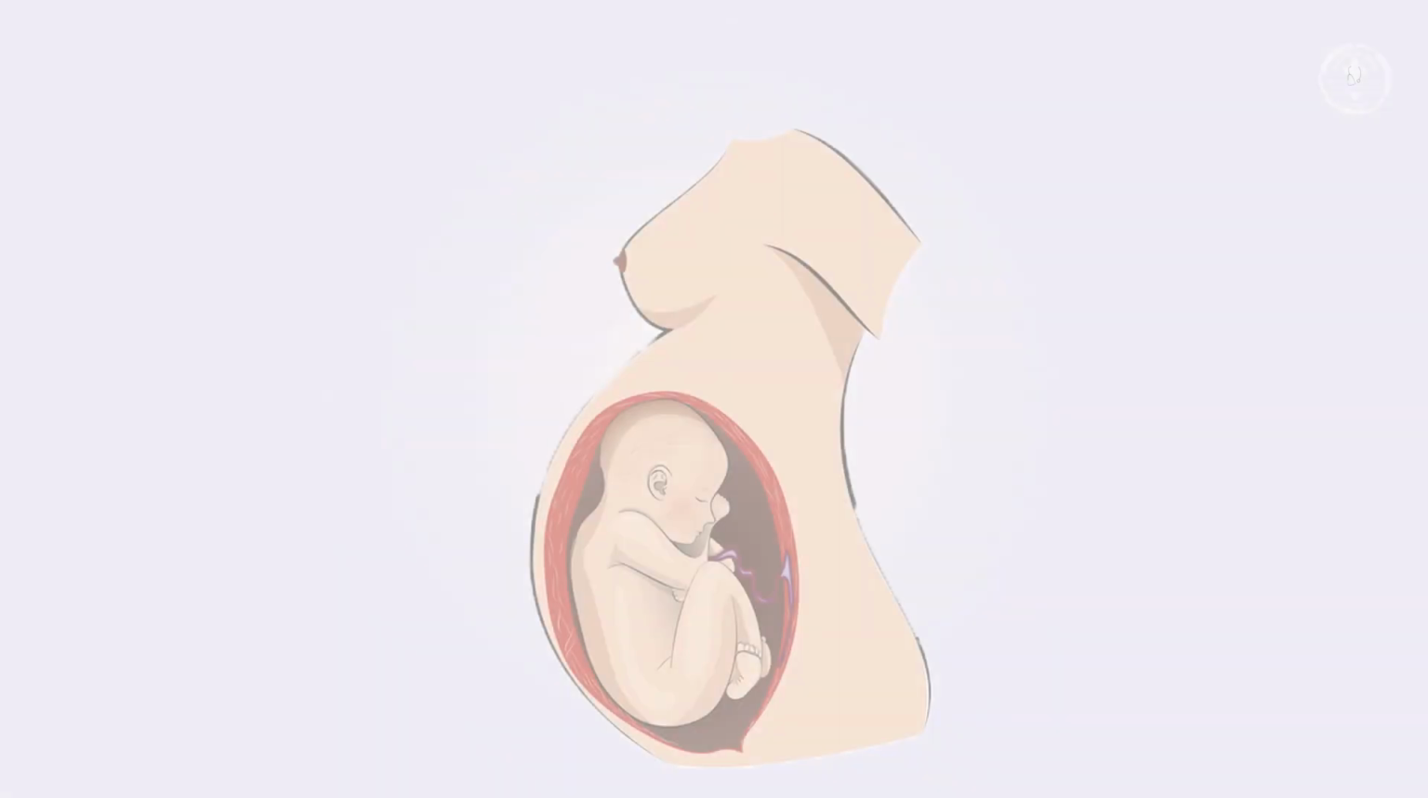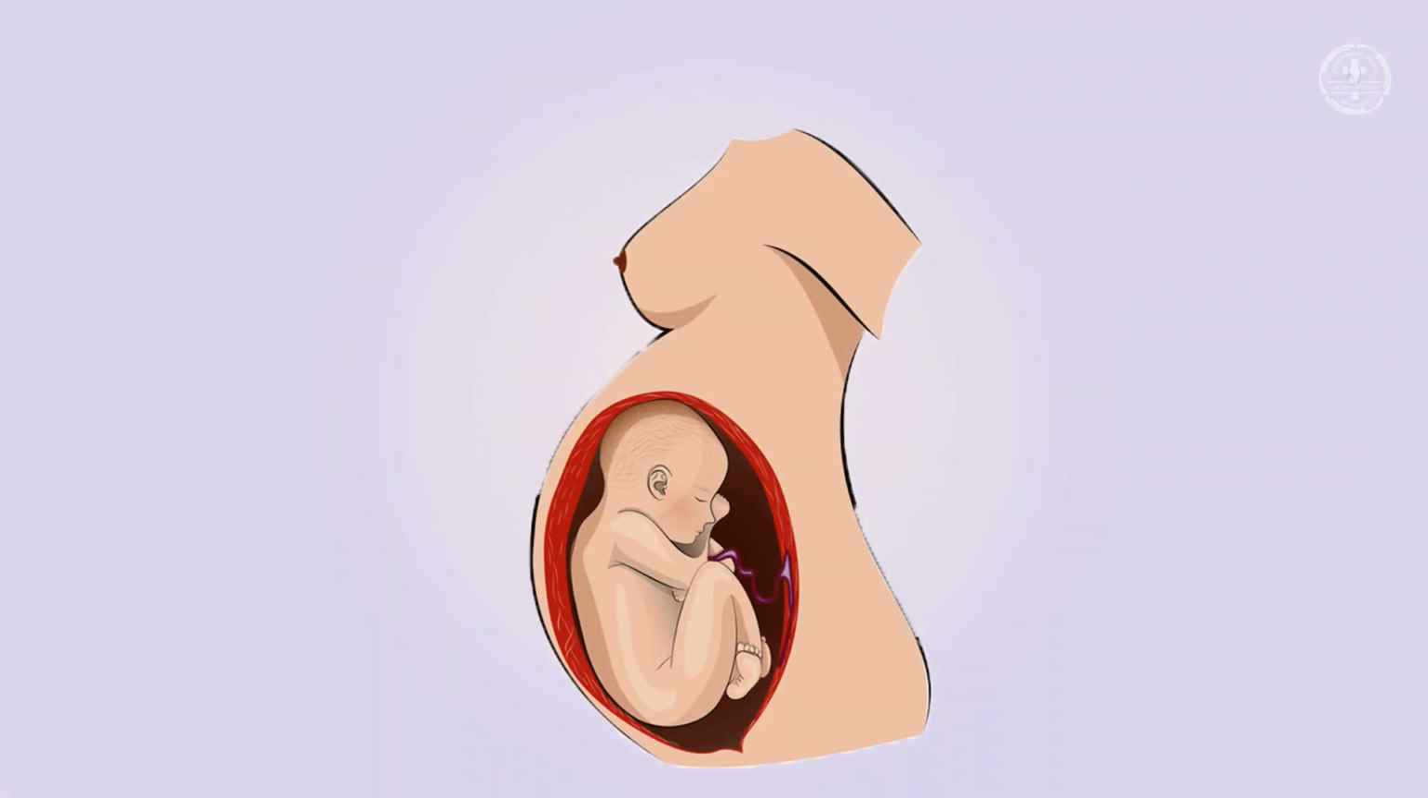When the baby is in an unsafe position, normally the baby's head has to come down first. When the baby is breech, that is the buttock comes first, then we opt for cesarean section. When the baby's shoulder or the side comes first, that is the transverse lie, then we go for cesarean section. When the baby is very big, then we opt for cesarean section.